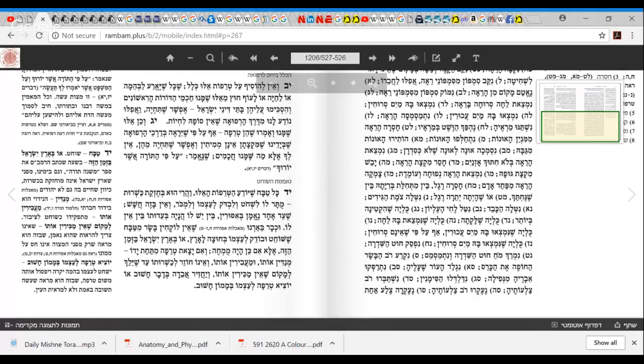Because we have a principle that says that one witness is sufficient and is believed regarding isurin, regarding matters of prohibitions, regardless of whether he has any benefit from his testimony or if he doesn't have any benefit. So even though in this case he has benefit from his testimony, since he's going to be selling the meat, still we trust him.